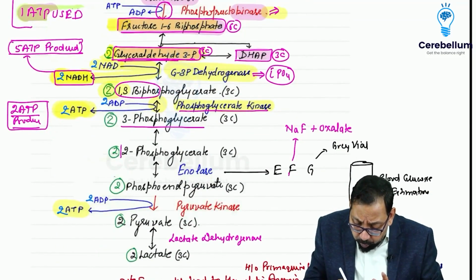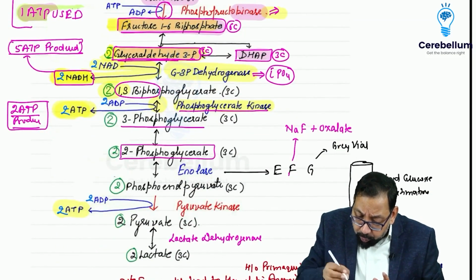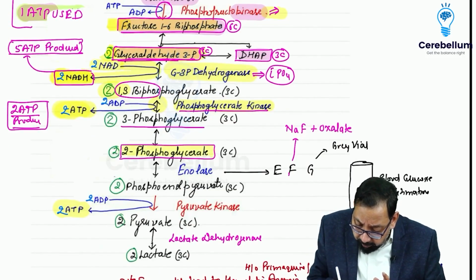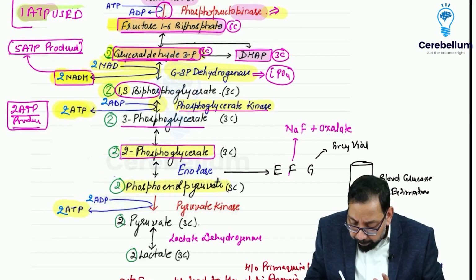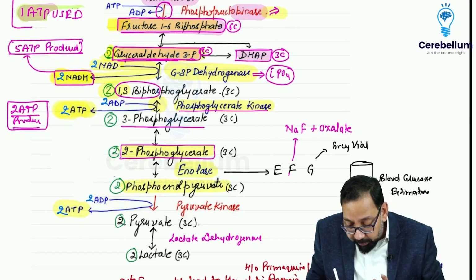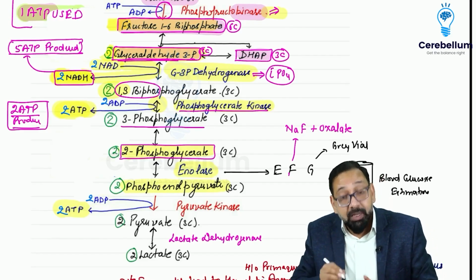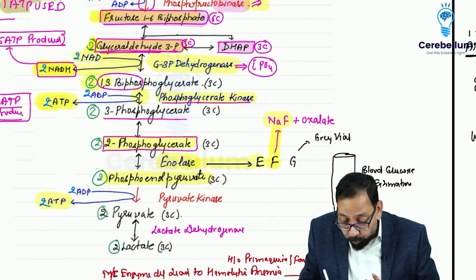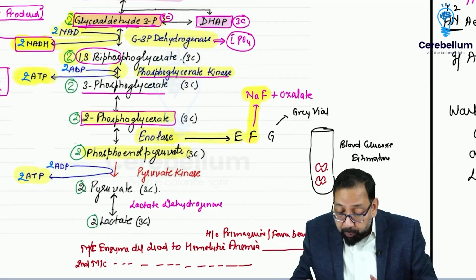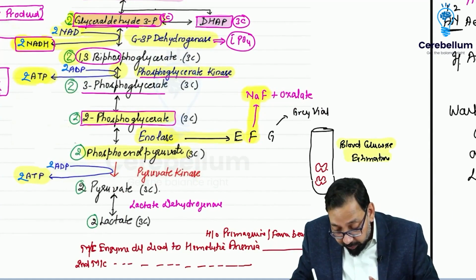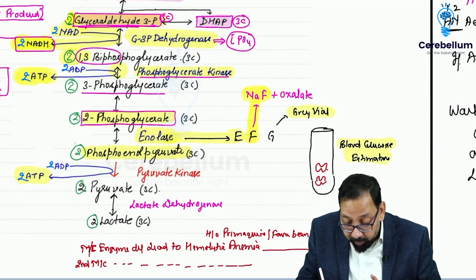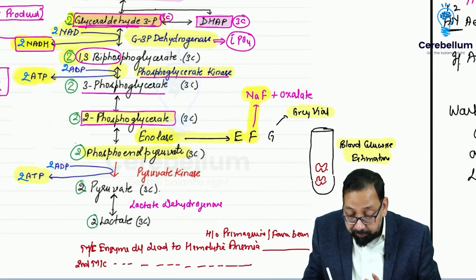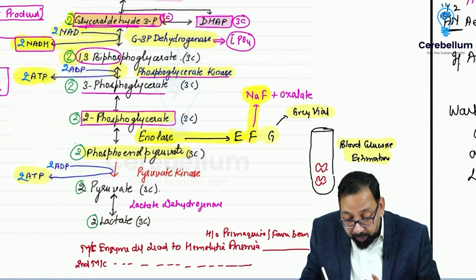3-phosphoglycerate is converted to 2-phosphoglycerate. This 2-phosphoglycerate is converted to phosphoenol pyruvate by enzyme enolase. Question is asked that enolase is inhibited by sodium fluoride. E for enolase, F for sodium fluoride. So if you want to do blood glucose estimation, you take a gray vial. Mnemonic is EFG. E for enolase, F for sodium fluoride, G for gray vial.